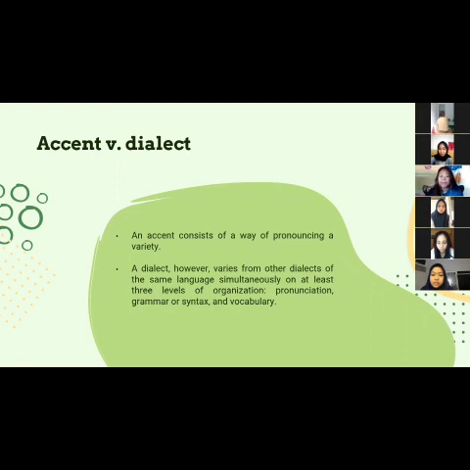And the second point, a dialect, however, varies from other dialects of the same language simultaneously on at least three levels of organization: pronunciation, grammar or syntax, and vocabulary. Thus, educated speakers of American English and British English can be regarded as using dialects of the same language because differences of these three kinds exist between them.